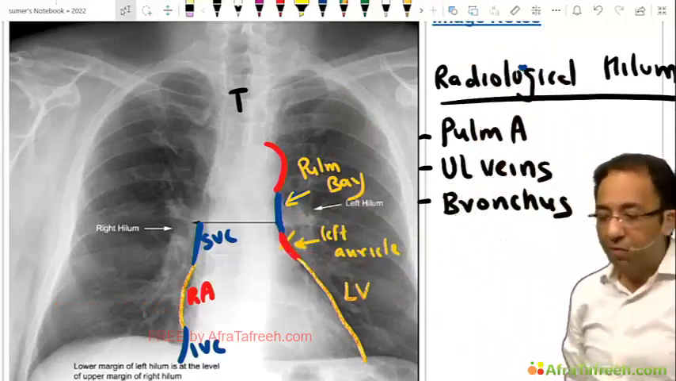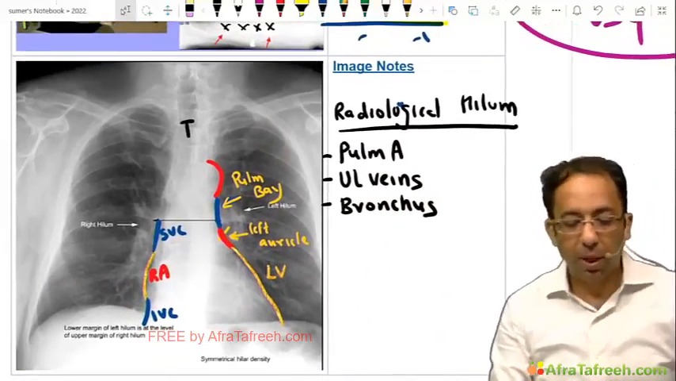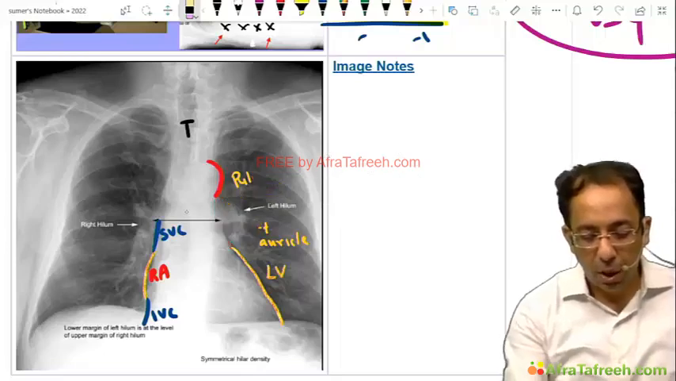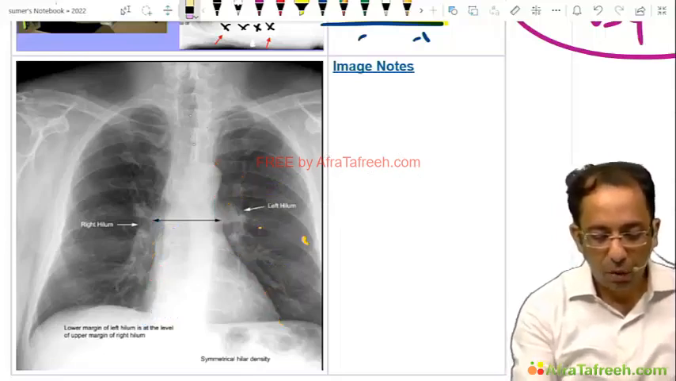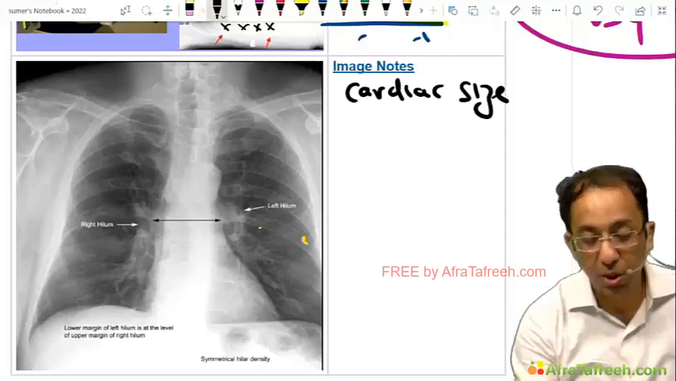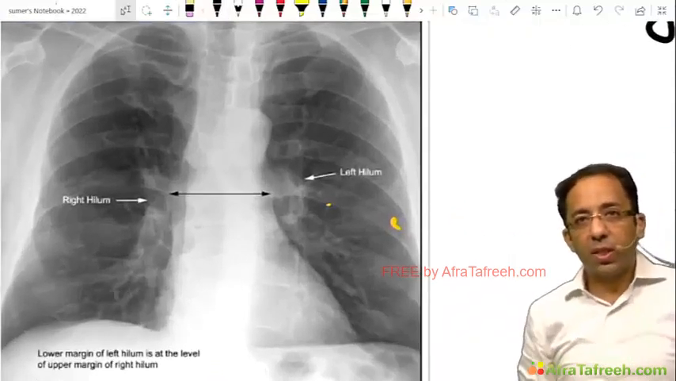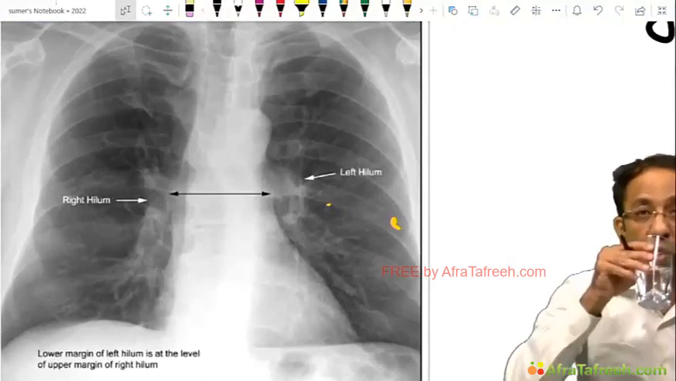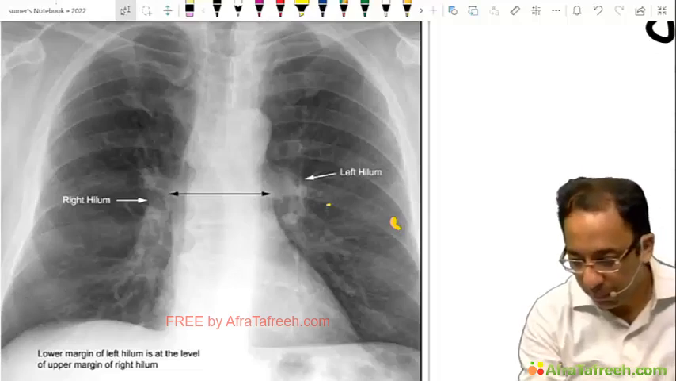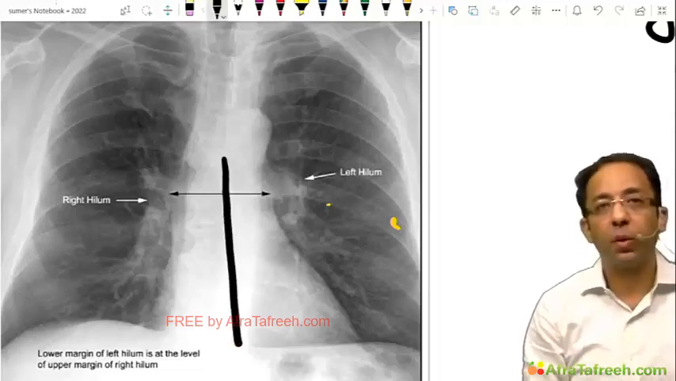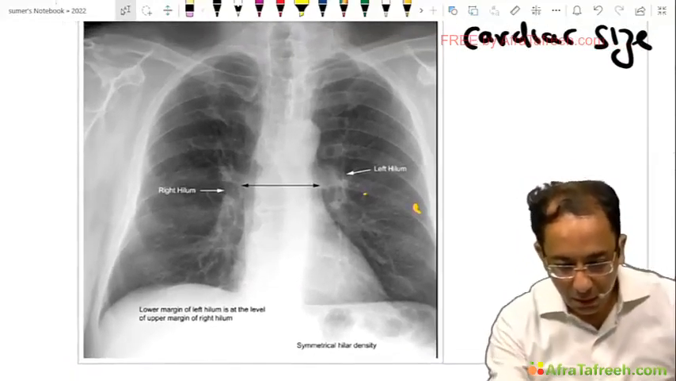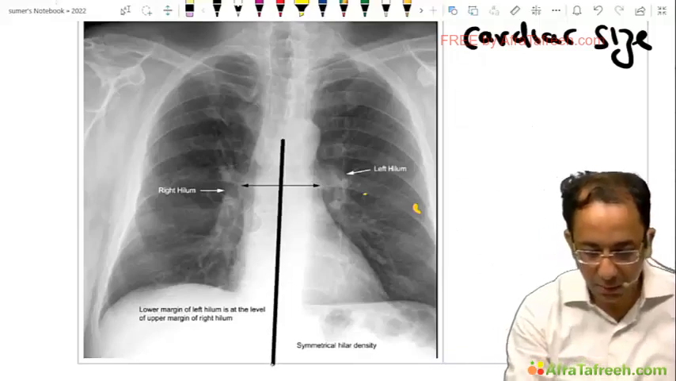Okay. After I have seen the hilum and the cardiac borders, I will see the cardiac size. Now I should look for the cardiac size. How will you look for cardiac size? Anybody? Do you know how to look for cardiac size on a chest X-ray? To assess cardiac size on a chest X-ray, what we do is, we draw a line in the midline.